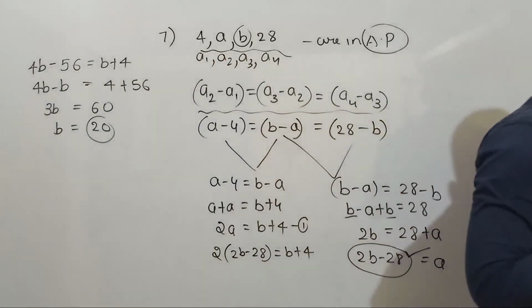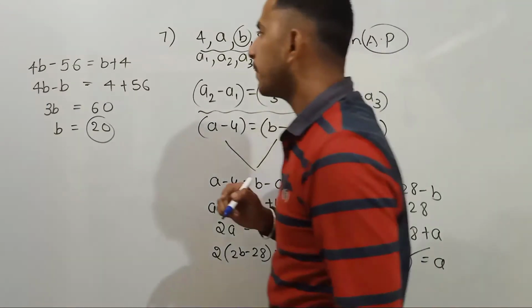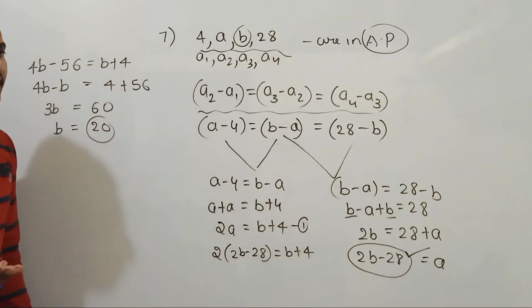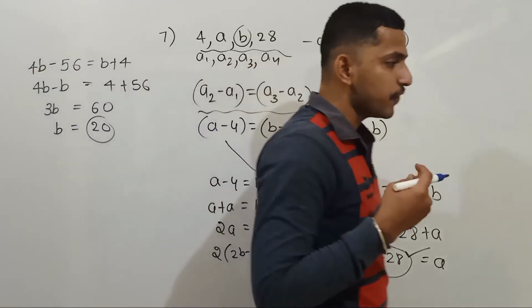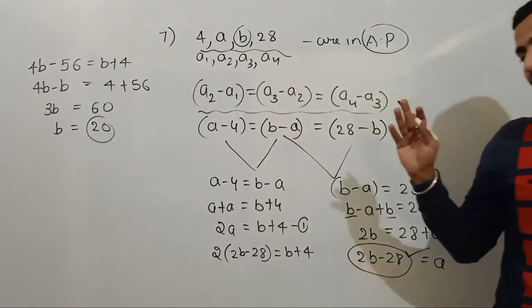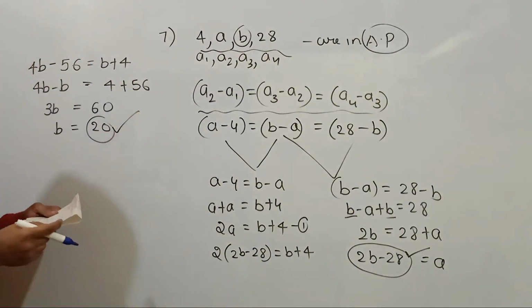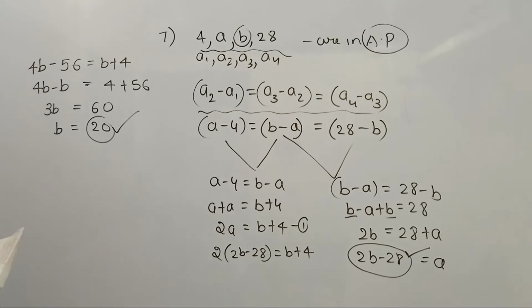You have to solve very carefully. Sometimes what happens is you may get confused here. Sometimes you may feel that this is very lengthy. If you know how to solve the problem, then it is a very easy problem. The value of B is 20. Here option A is right.